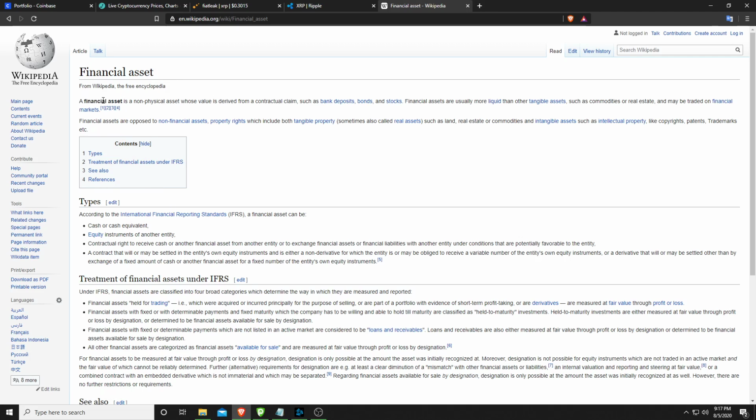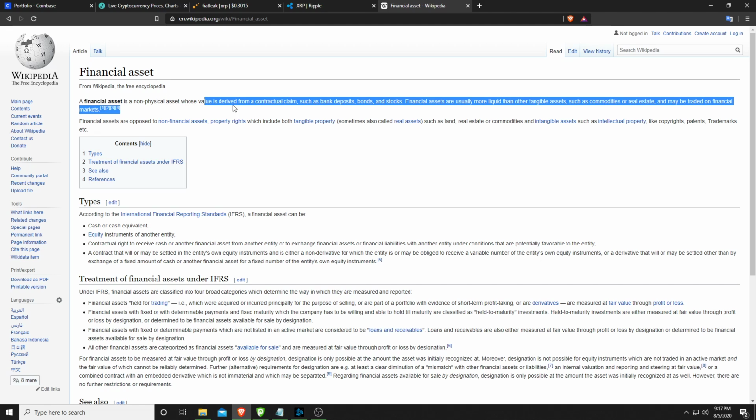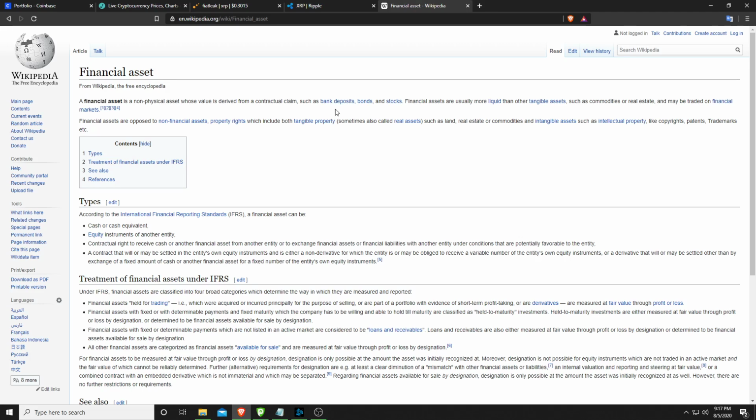So, anyways, a financial asset is a non physical asset whose value is derived from a contractual claim, such as bank deposits, bonds, and stocks. So, a non physical asset. So, it's not a car or a... I'm sorry, let me rephrase that. It is a house or a car or something whose value is taken from a contractual claim, which is a bank deposit, a bond, a stock.